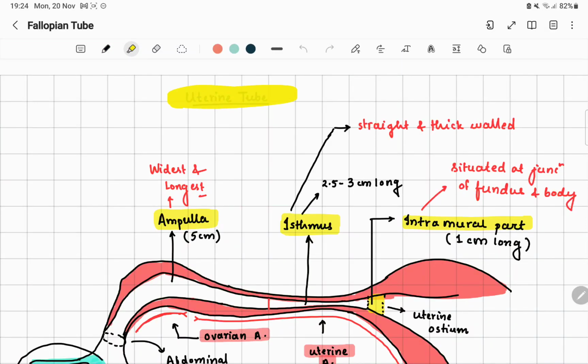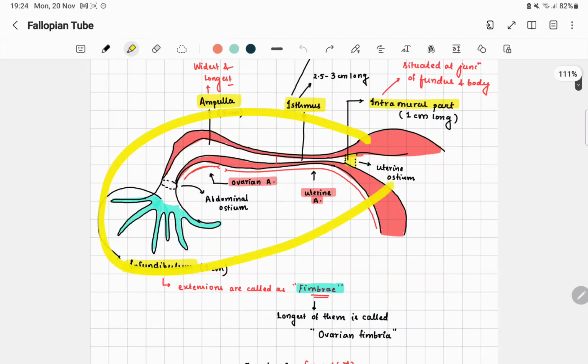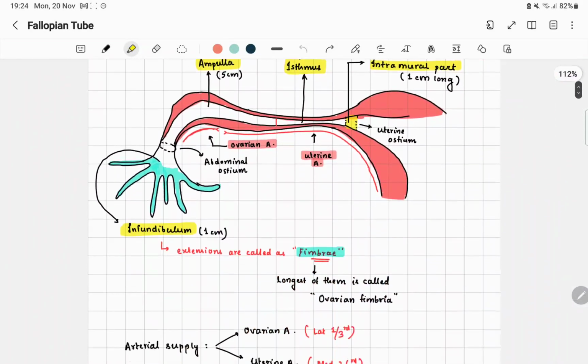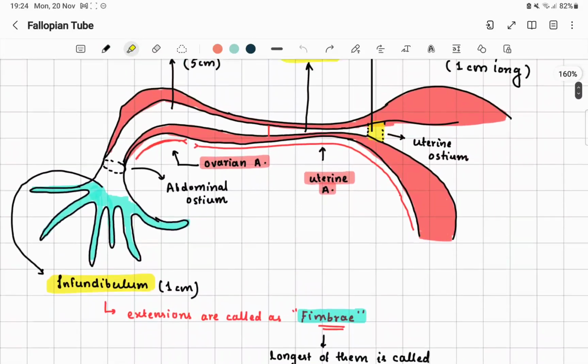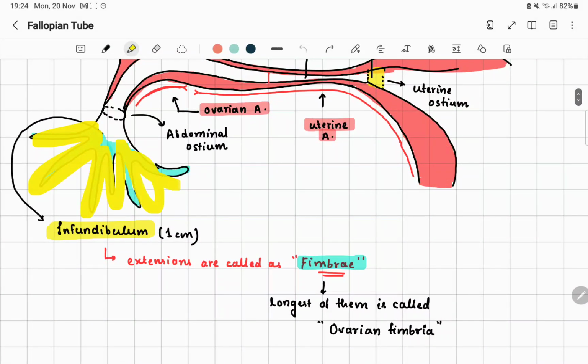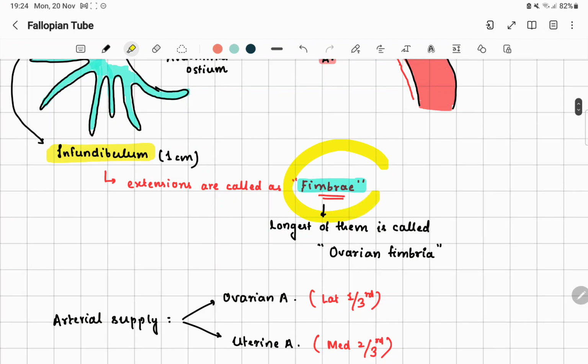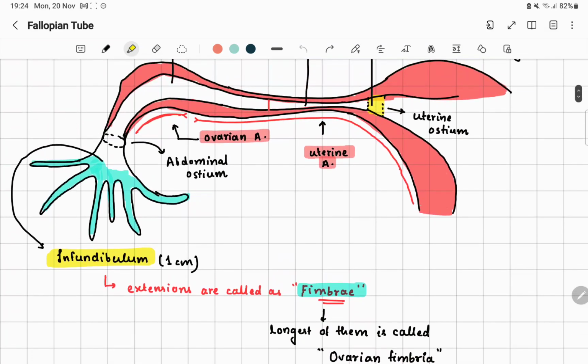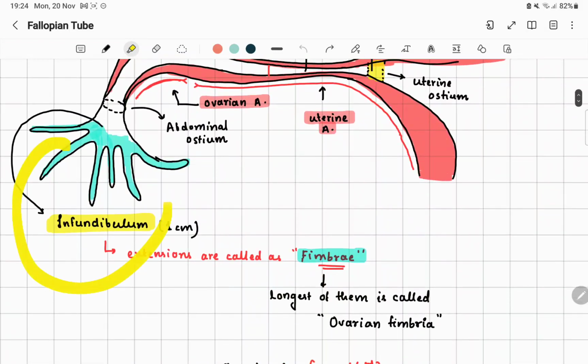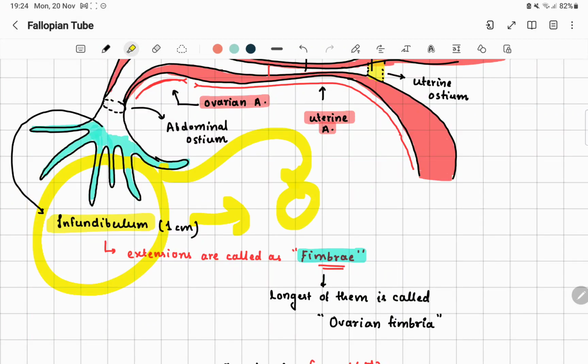Let's talk about the uterine tube, that is the fallopian tube. This is a fallopian tube where you have many parts, specifically 4 parts. Let's start from this part. I have these projections, these extensions, which are called fimbriae. And this whole blue part is called the infundibulum. It is about 1 cm in length. The longest of these fimbriae is called the ovarian fimbria. When the ovary releases an ovum, these fimbriae move and capture the ovum. So this is the function.